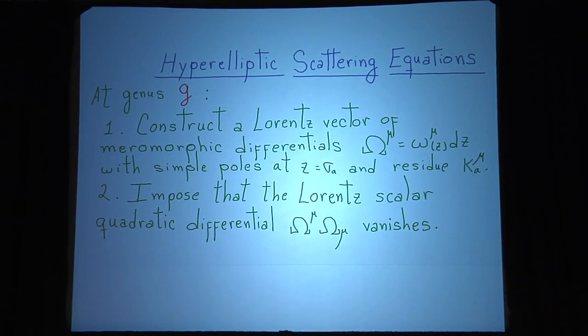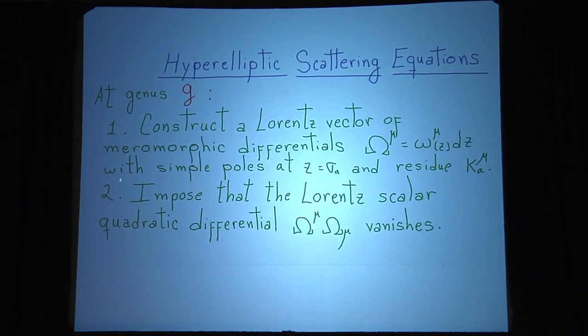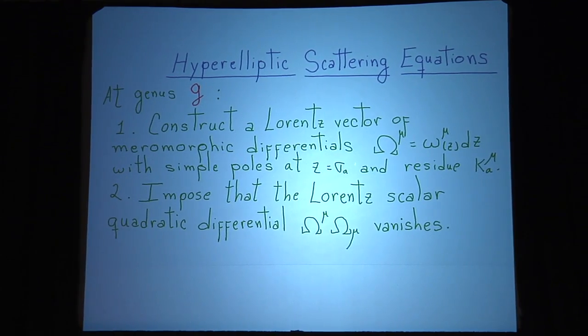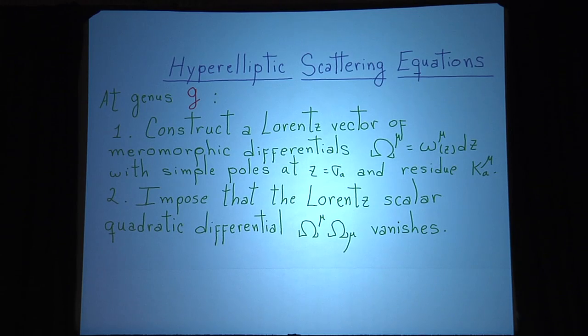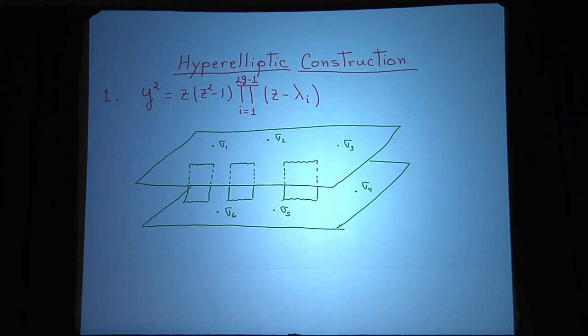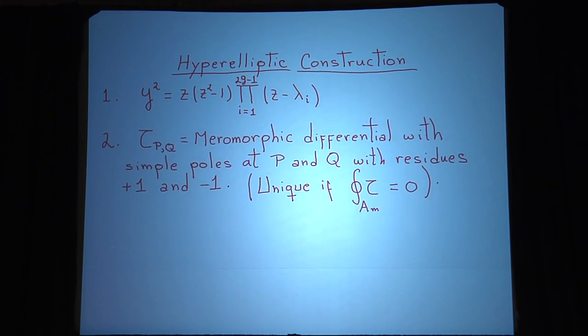Well, at genus g, first step, you construct a Lorentz vector of meromorphic differentials with simple poles at the punctures with residue k_a, and impose that the quadratic differential vanishes. Here is our hyperelliptic curve, parameterized in some particular way, and this is my best picture of what it looks like, with some punctures sprinkled on the upper sheet and on the lower sheet.